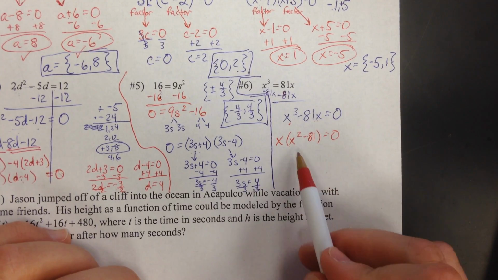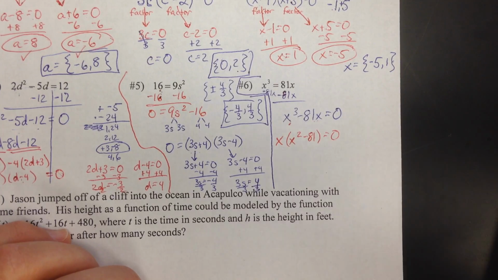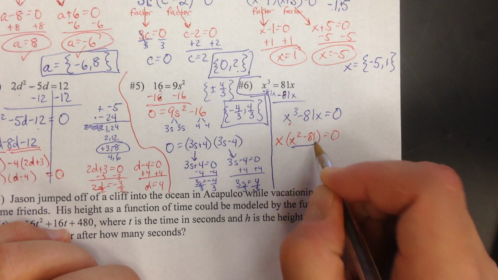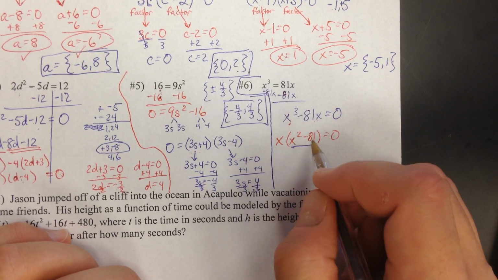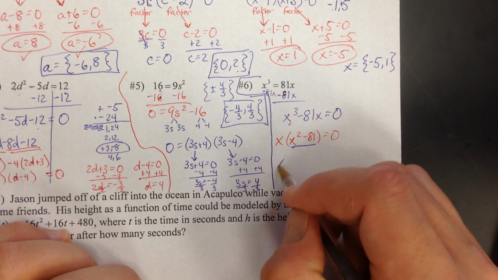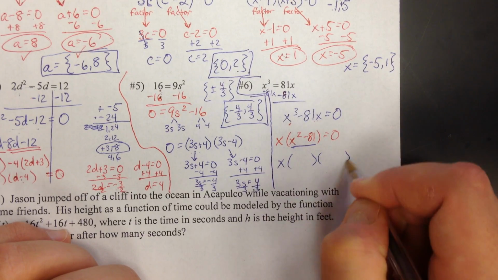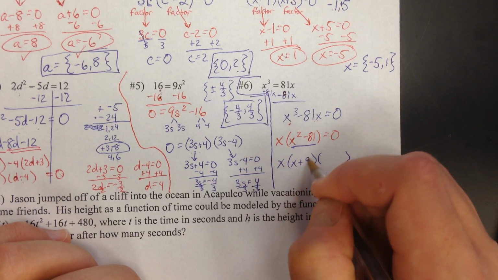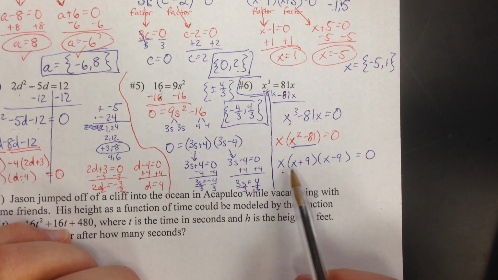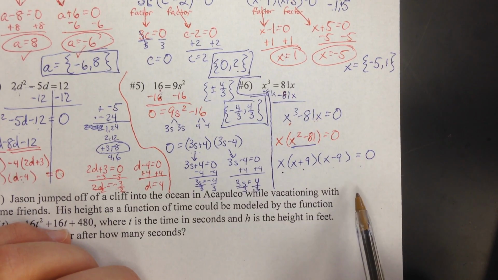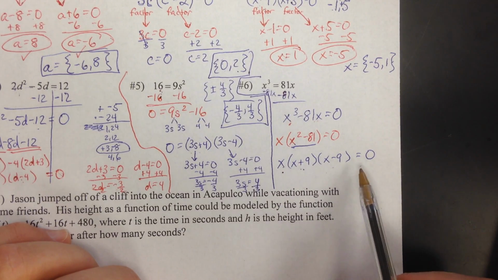Now you have to ask yourself, are we done factoring? If you look at x squared minus 81, hey, that's a difference of two squares. That's x times x, and that's 9 times 9. So I can factor that into two binomials. X plus 9 times x minus 9 is equal to 0. So now you have three factors. This times this times this equals 0.